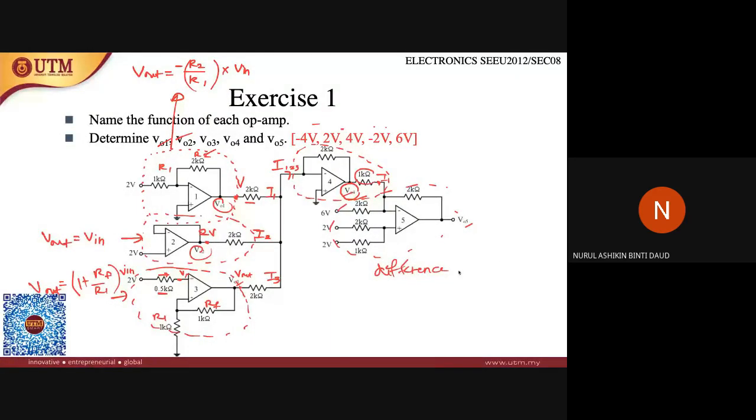How to find VO4? Where's VO4? Oh, VO4 is here. So you already have I1, I2, I3, so you get the value of I here. What configuration is this? This is the same with this configuration, right? This is the inverting configuration. So for the inverting configuration, you should use this formula here.